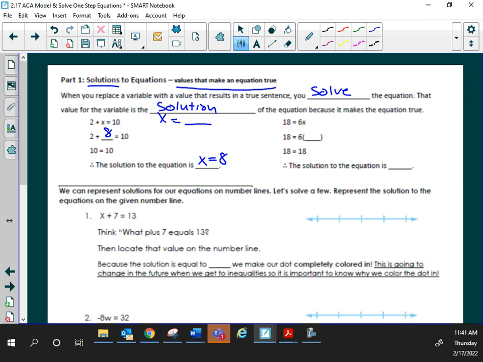Try that next one. 18 is equal to 6x. Be careful what operation is happening. What could you replace? And what is your solution? What value could you plug in? Could you substitute it? What value could you plug in to make that true? What did you get? 12? Okay, so pause. What operation is happening with 6 and x?